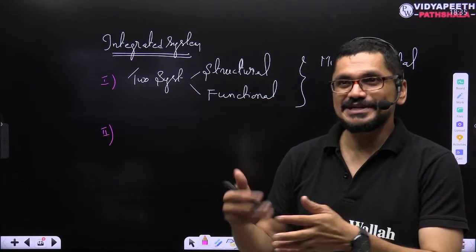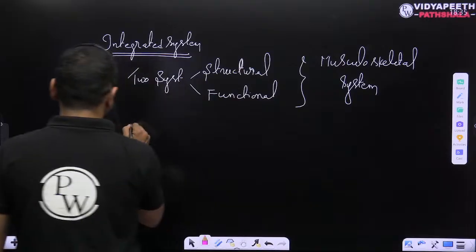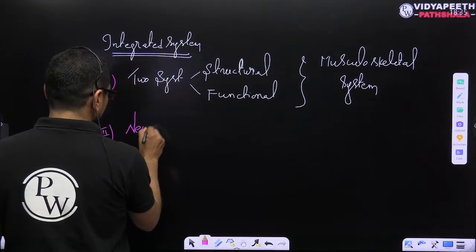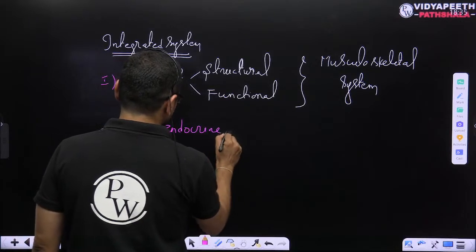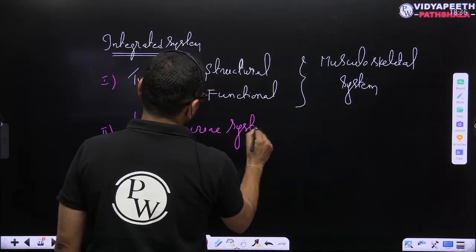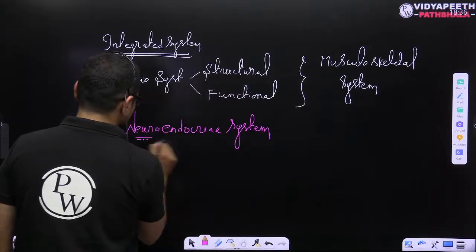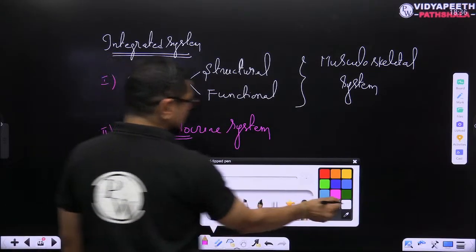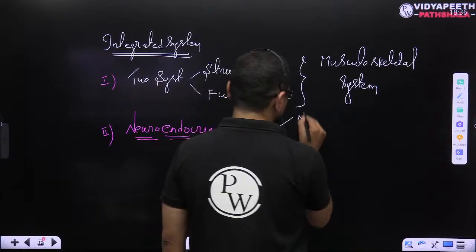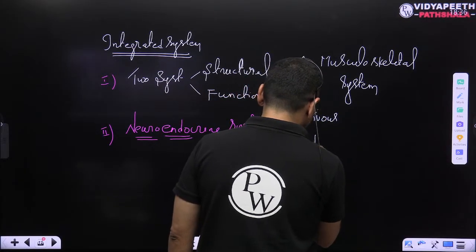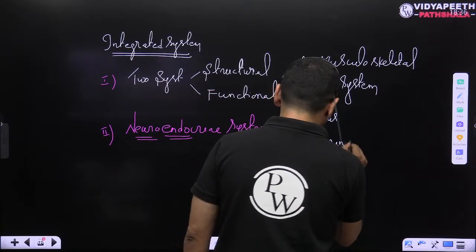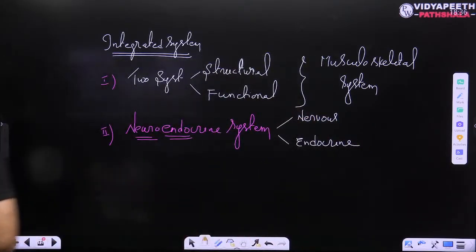Now, what is the system? Neuroendocrine system. Have you heard this word? Neuroendocrine system. Nervous system and endocrine system working together. Oh, super. Nervous system and endocrine system.